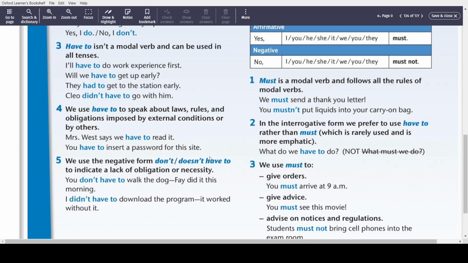We use the negative form, don't or doesn't have to, to indicate a lack of obligation or necessity. You don't have to walk the dog. Faith did it this morning. I didn't have to download the program. It worked without it.